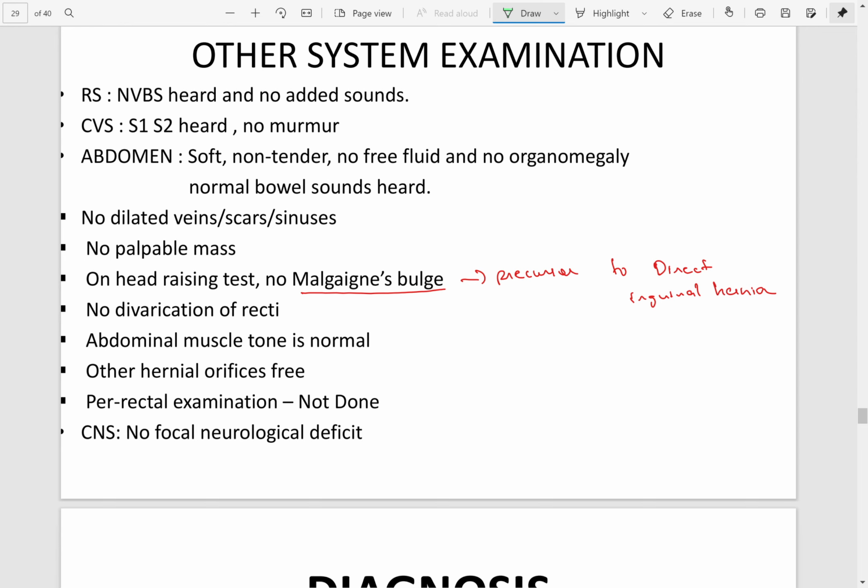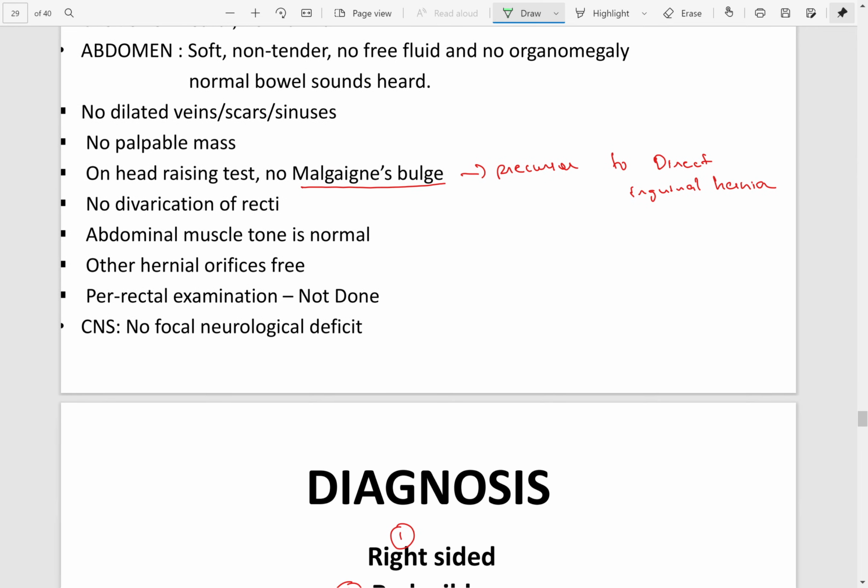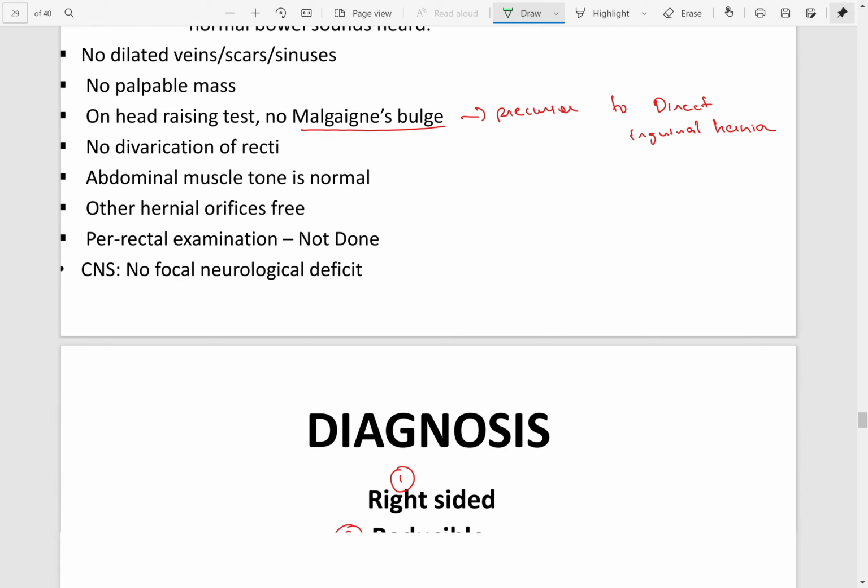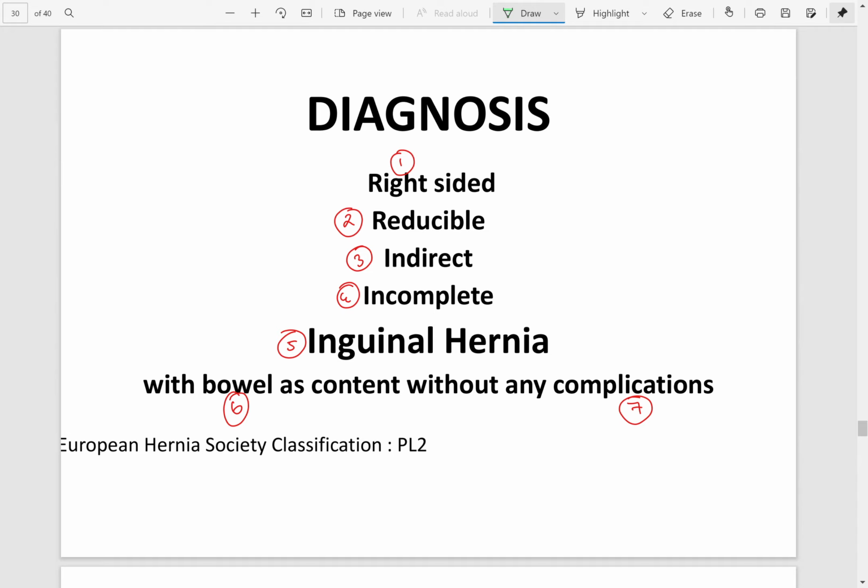Then abdominal muscle tone is checked and other hernial orifices are free. Per rectal examination not done, and CNS no focal neurological deficit. So based on all the inspection, palpation, auscultation, percussion, all of that, we come to a diagnosis of right-sided reducible indirect incomplete inguinal hernia with bowel as content without any complication. To be a little more specific, it is a funicular type of incomplete inguinal hernia.